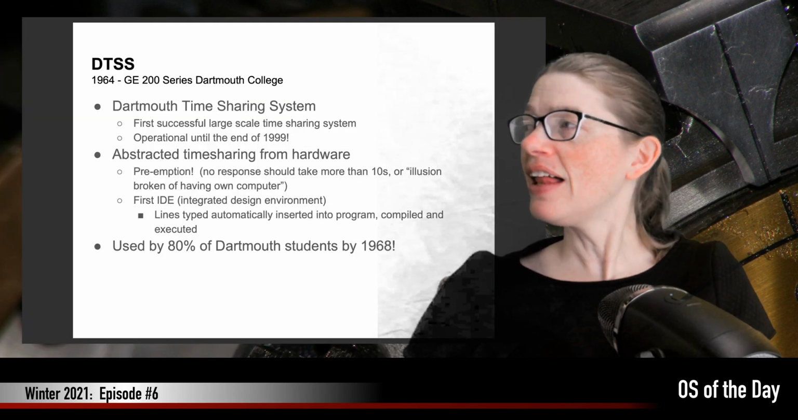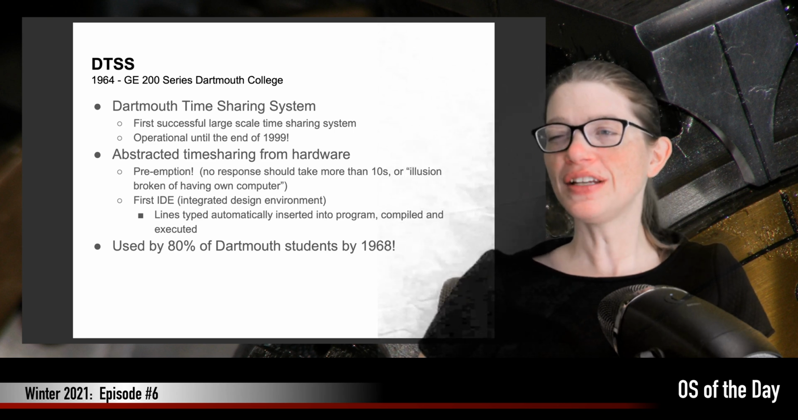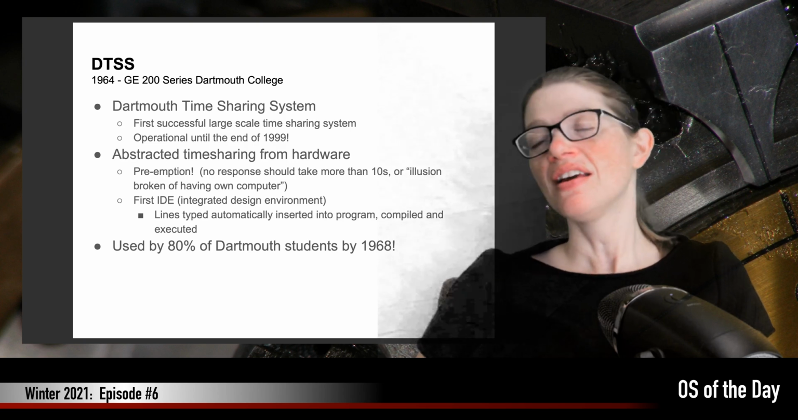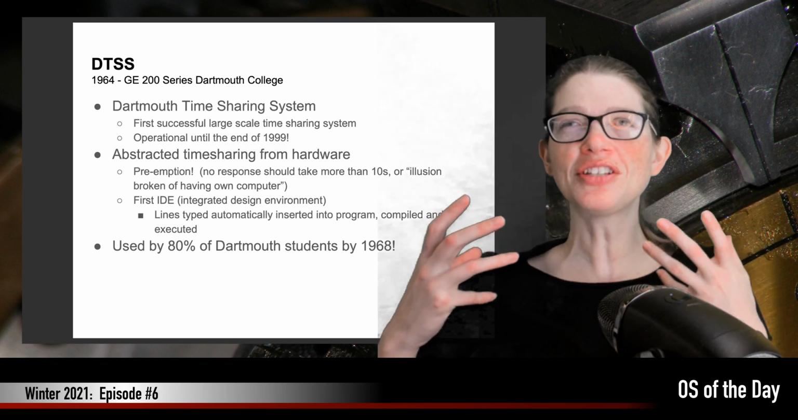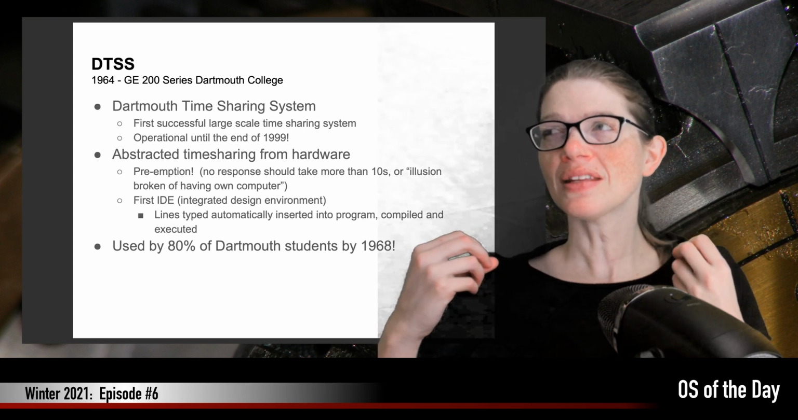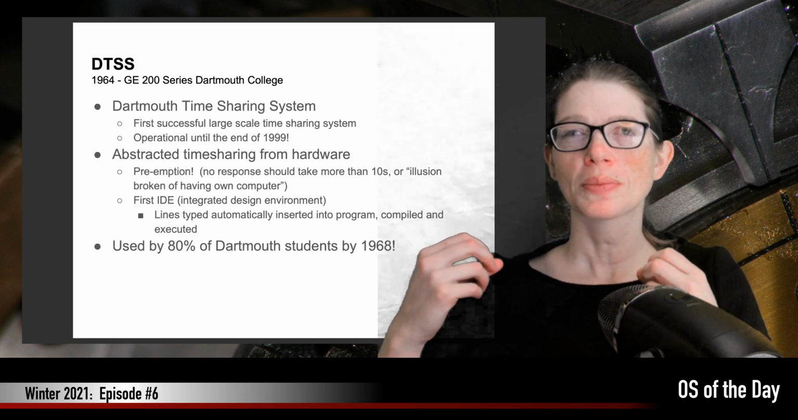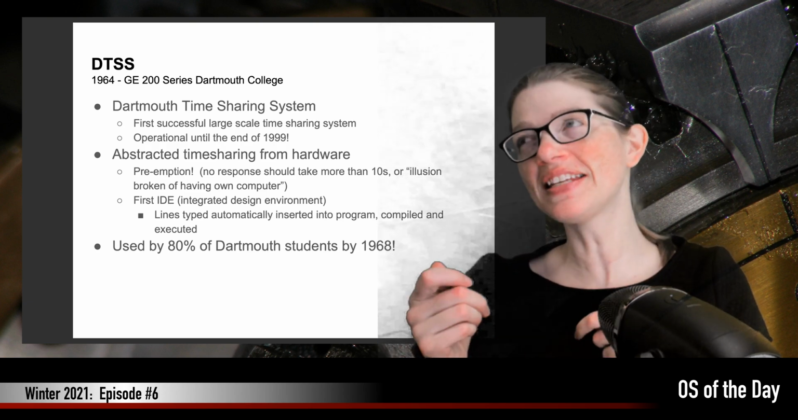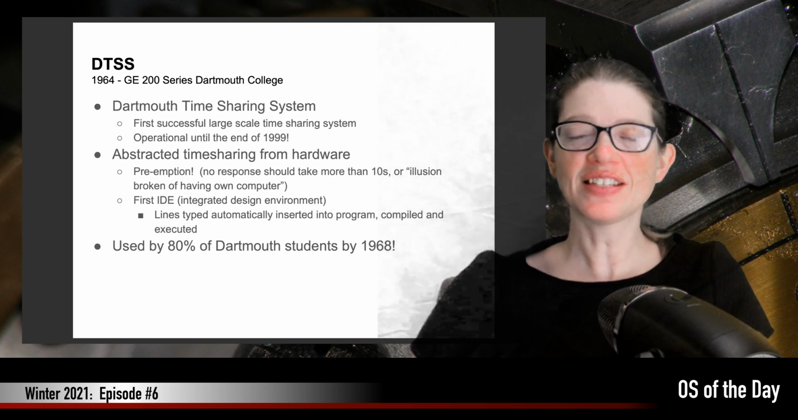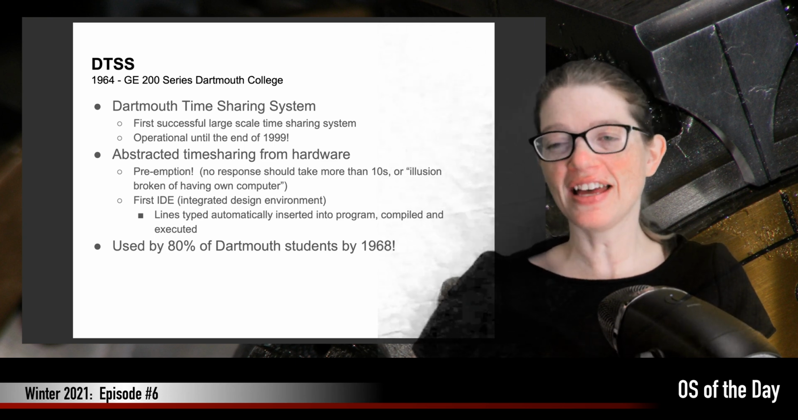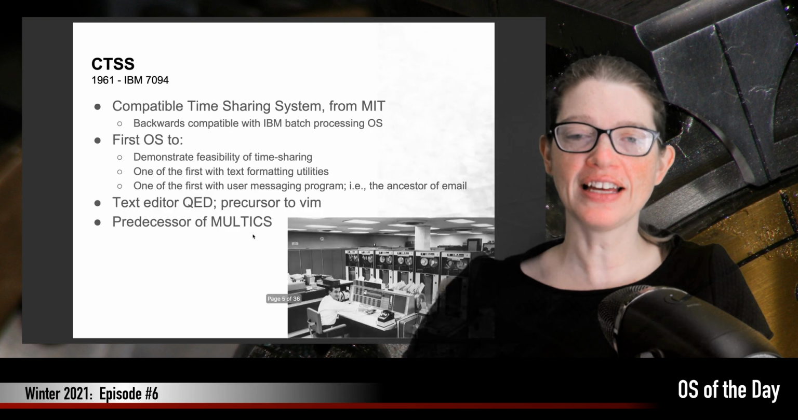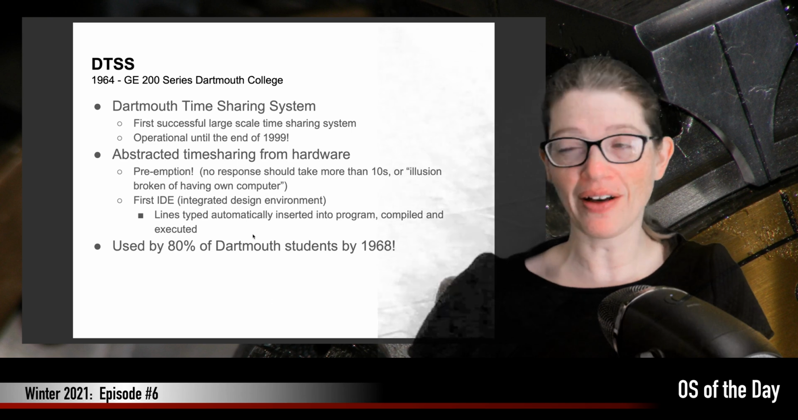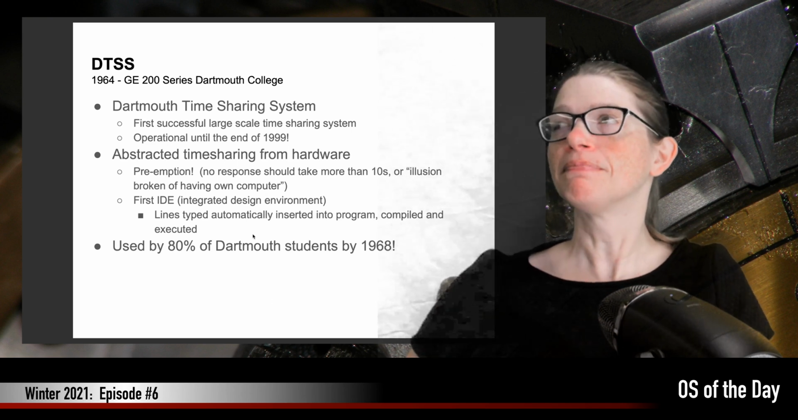Now let's look at our OS of the day. So today's OS is called DTSS instead of CTSS. And you might be thinking, is this one of those language things where they just added one to the letter? Is it like going from C to C++? But actually, that's not what it is. So CTSS, which we covered last class, was compatible time-sharing system. And DTSS is Dartmouth time-sharing system.